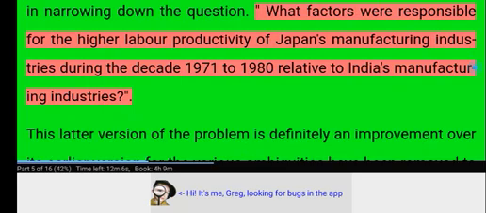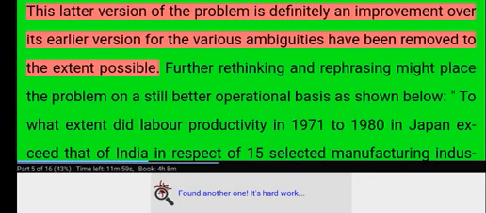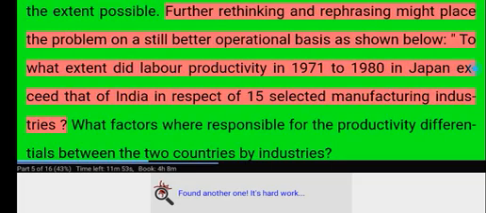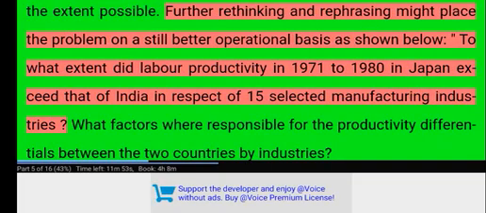What factors are responsible for the higher labor productivity of Japan's manufacturing industries during the decade 1971 to 1980 relative to India's manufacturing industries? This latter version of the problem is definitely an improvement over its earlier version, for the various ambiguities have been removed to the extent possible. Further rethinking and rephrasing might place the problem on a still better operational basis as shown below. To what extent did labor productivity in 1971 to 1980 in Japan exceed that of India in respect of 15 selected manufacturing industries?